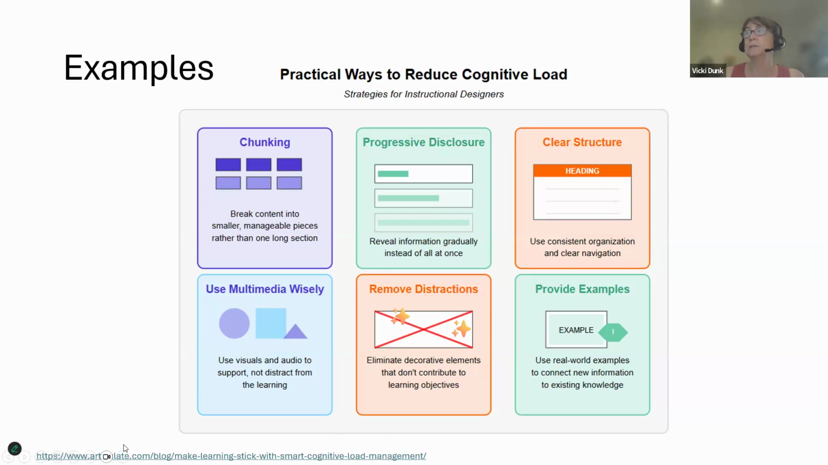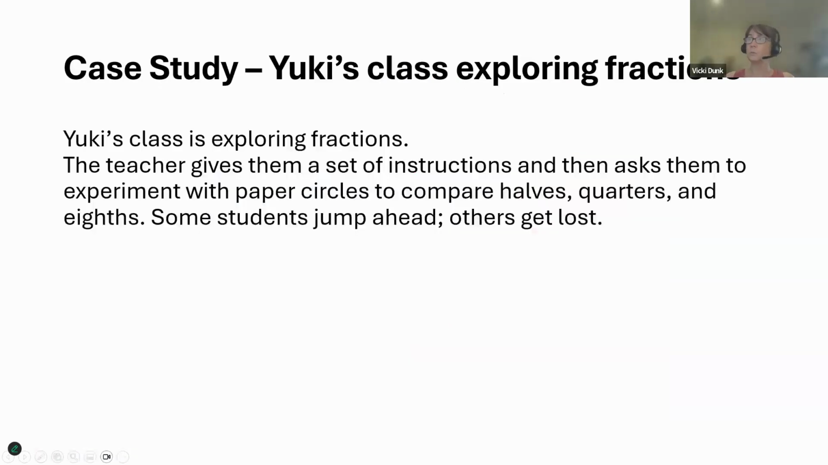All right, so we had the case study in the workshop with Yuki's class looking at fractions. The teacher gives them a set of instructions and asks them to experiment with the paper circles to compare halves, quarters, and eighths. Some students jump ahead and others get lost. Which of the cognitive loads is overwhelming the students in this one? Is it extraneous, intrinsic, or germane?